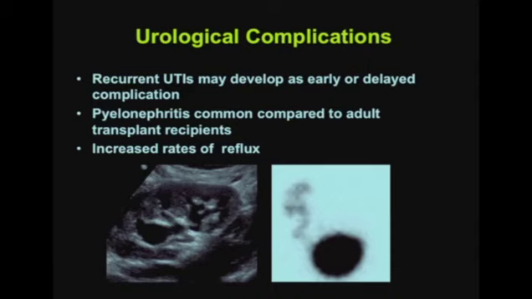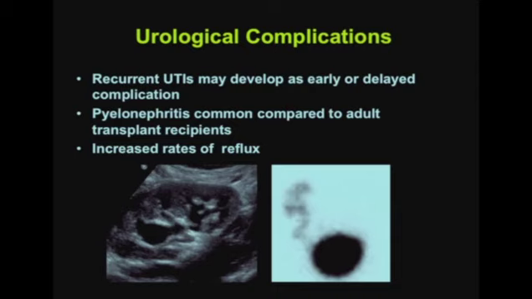Patients can develop urinary tract infections as either an early or a delayed complication of transplantation. And in children, pyelonephritis is relatively common in comparison to adult transplant recipients. And there are also increased rates of vesicoureteral reflux in children compared to adults.